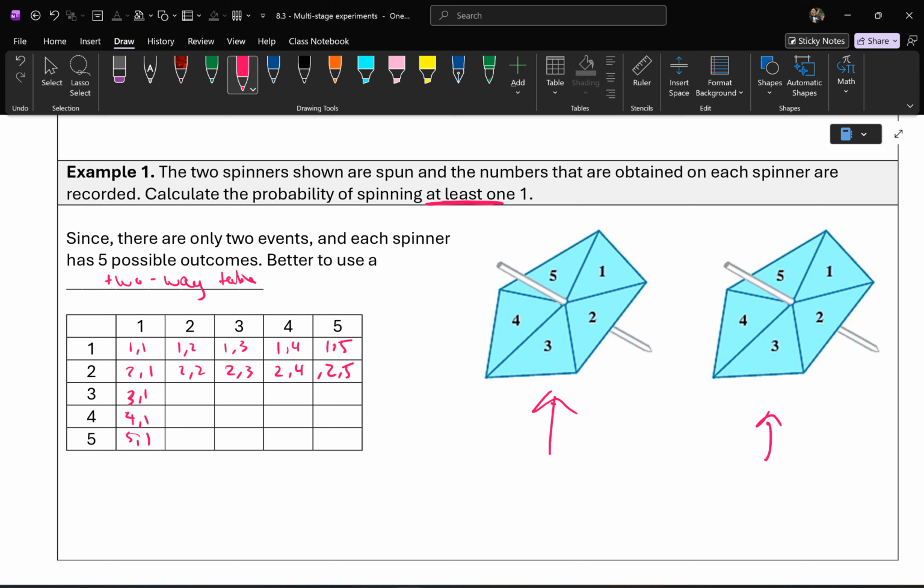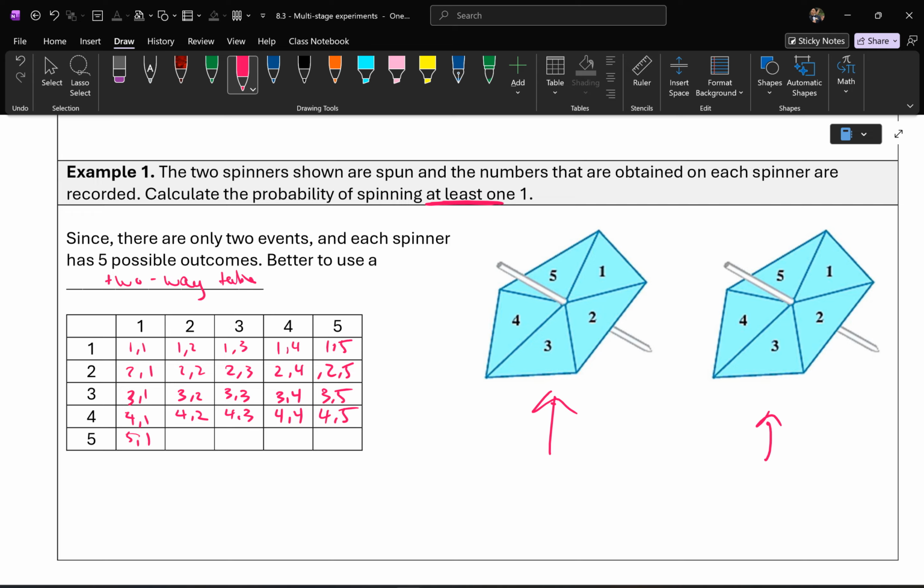But what do they mean by calculated probability of spinning at least 1, 1? So out of those options there, how many is at least 1, 1? Not all of them. So I haven't filled out the table here, but if you think about it, this one doesn't have any 1s. This one you get a 3 and a 3. This one you can get a 3 and a 4. 3 and a 5. This is 4 and a 2. Doesn't have any 1s. 4 and 3 doesn't have any 1s. 4 and 4 doesn't have any 1s. 4 and 5 doesn't have any 1s.